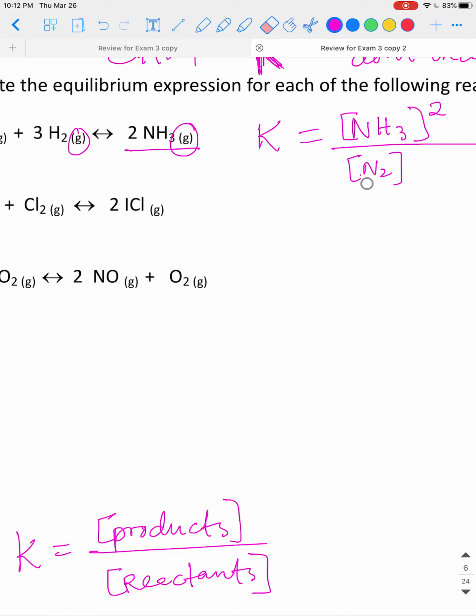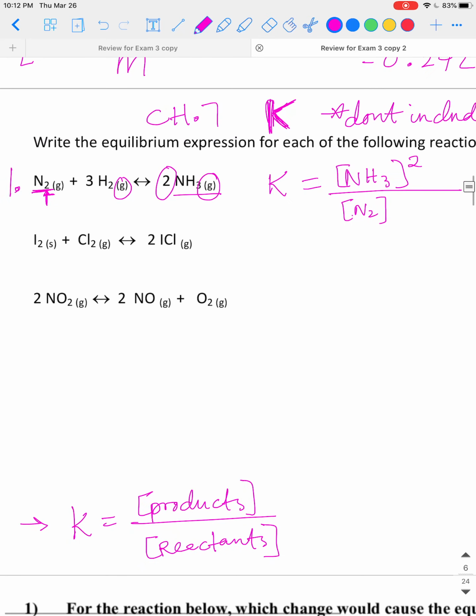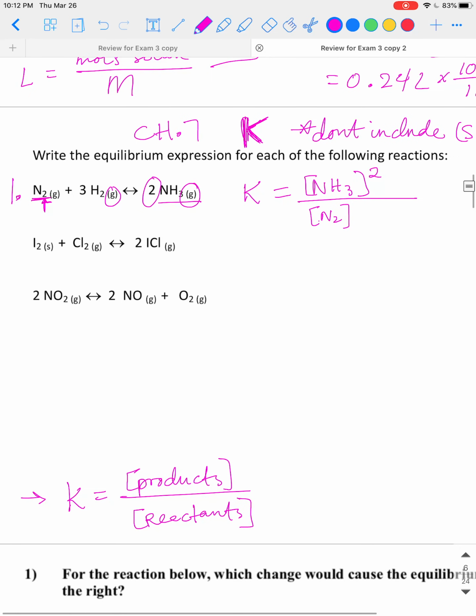So don't mix up subscripts and coefficients. Coefficients are out front, and this is what you raise to the power of over here. But subscripts are included in the chemical formula, and those don't change. So don't get confused by that. I've seen that happen when people write these out. So I wanted to make note of that.